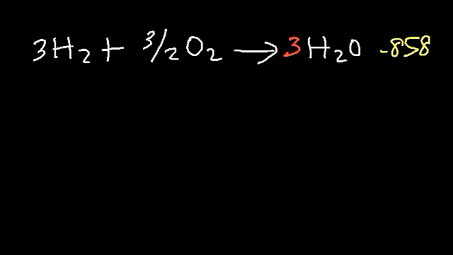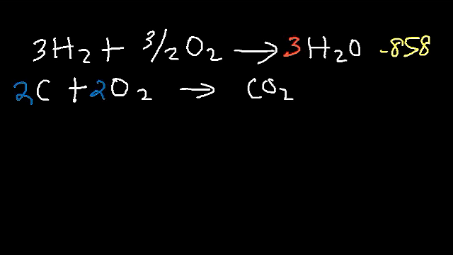Now the next one was carbon plus O2, which turned into CO2. And because we had two CO2 molecules on the right side, we need to multiply this reaction by 2. The enthalpy change was negative 393, but we got to multiply that by 2. And so this is going to be a negative 786.